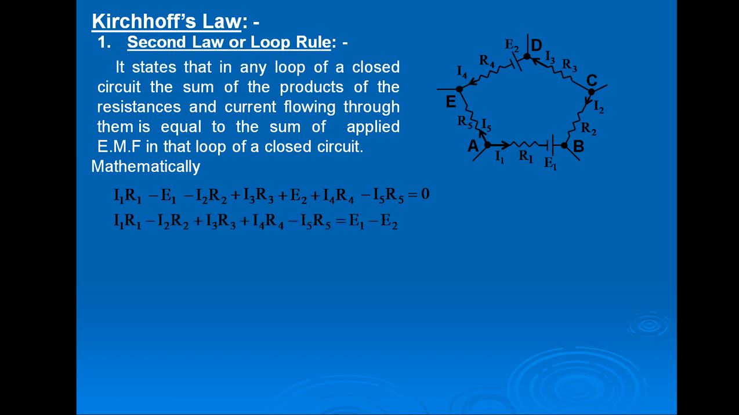or I1 R1 minus I2 R2 plus I3 R3 plus I4 R4 minus I5 R5 is equal to E1 minus E2. Taking the two terms, EMF E1 and EMF E2, to the right hand side, we get this equation according to Kirchhoff's second law or loop rule.